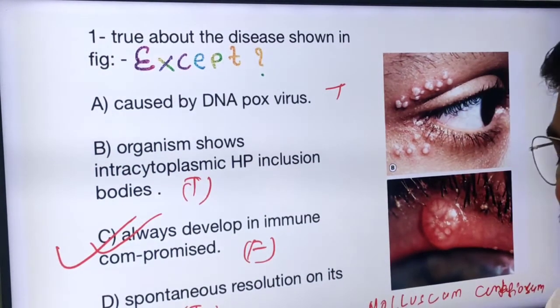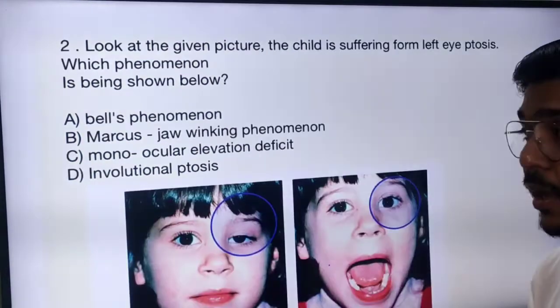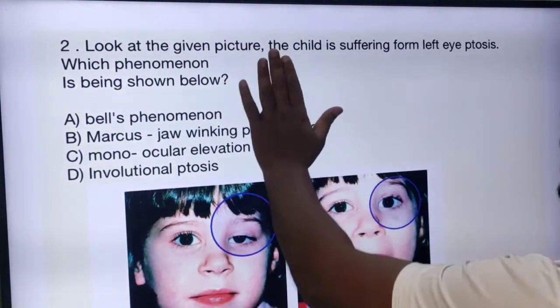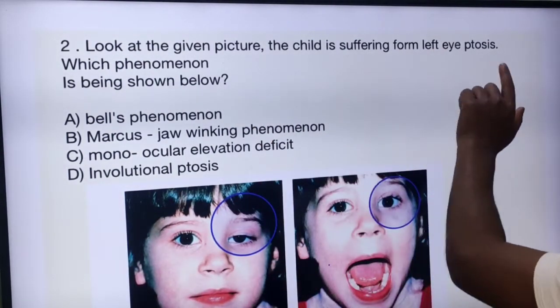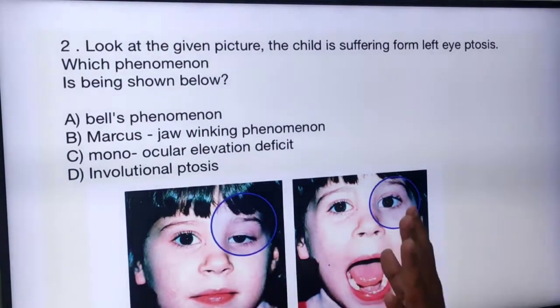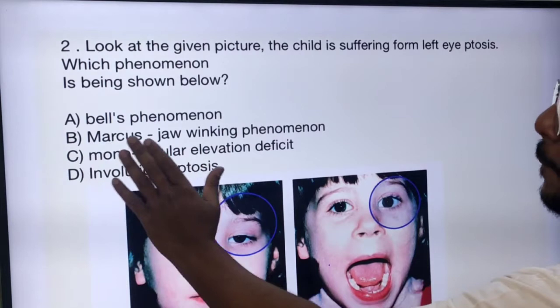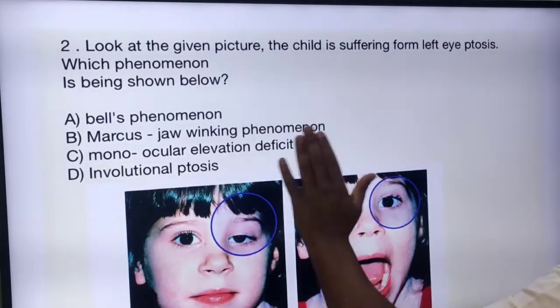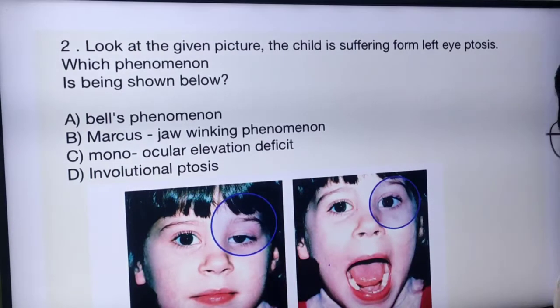Moving to the second question. Look at the given picture. The child is suffering from left eye ptosis. Which phenomenon is being shown below? The options are: A, Bell's phenomenon; Marcus Gunn jaw winking phenomenon; monocular elevation deficit; involutional ptosis.